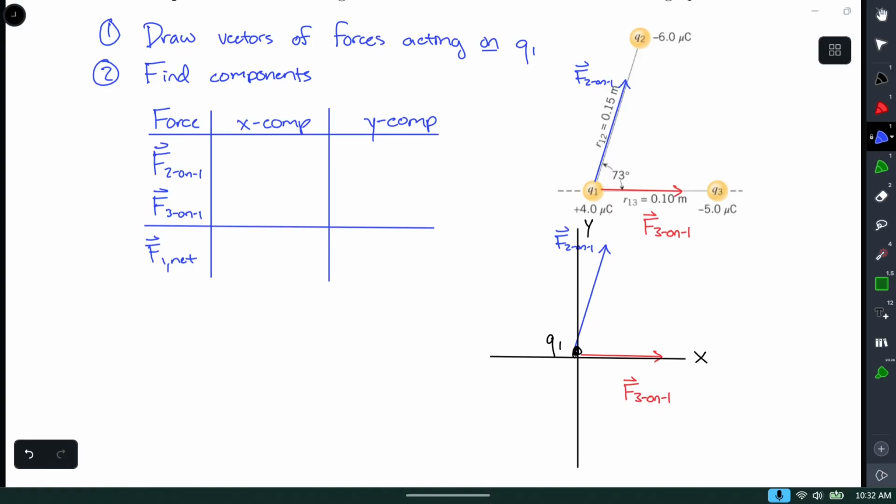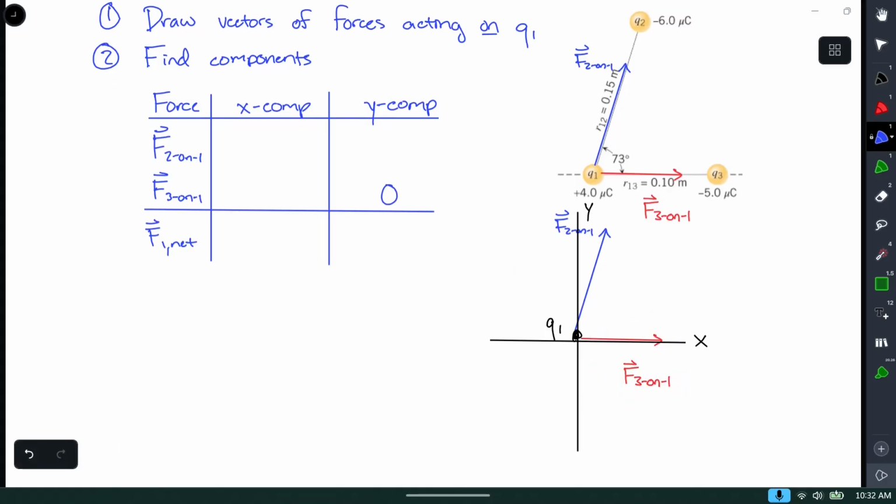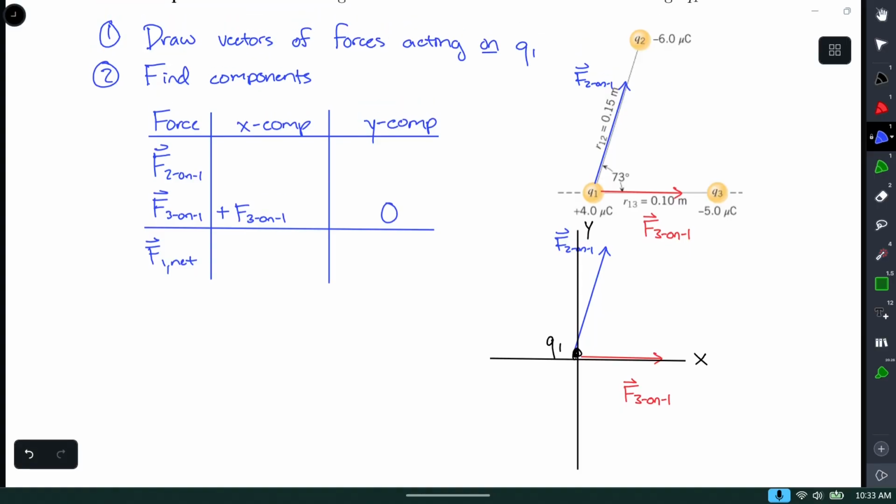So let's start with F3 on 1. Tell me about its x and y components. Y is 0. Yep, it is pointing completely to the right. It has no up or down component. And again, I'm looking at this vector right here. Is it pointing to the left or to the right? So positive or negative? Positive. It is pointing to the right, and all of it is pointing to the right. So I don't need a sine or cosine. All right, that's it for F3 on 1. Now for F2 on 1. Is it pointing left or right, and up or down?